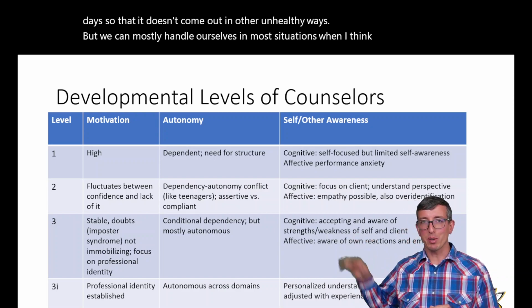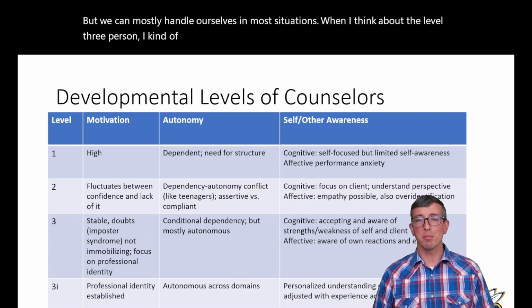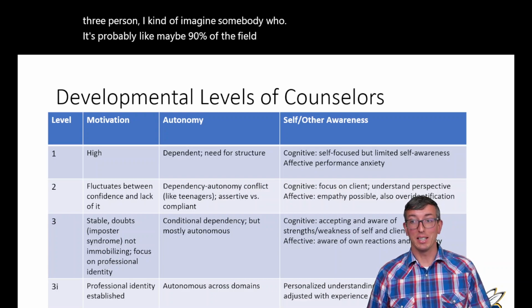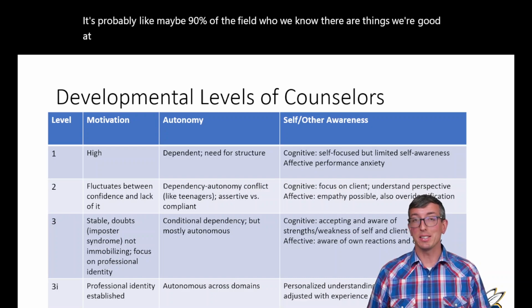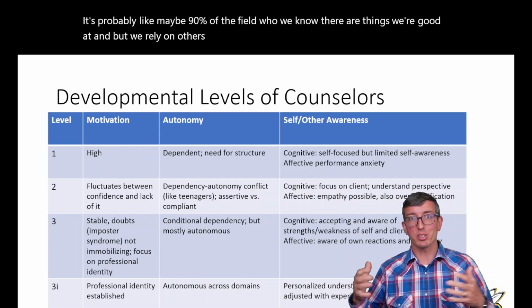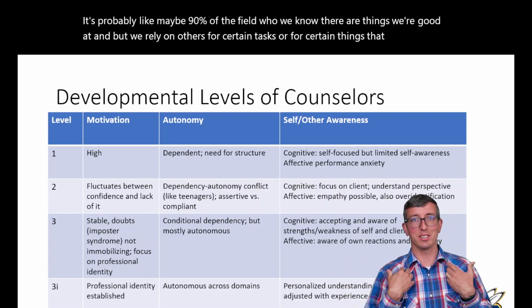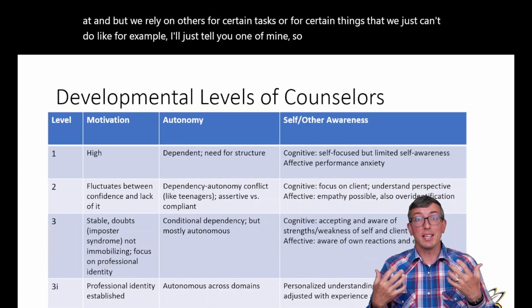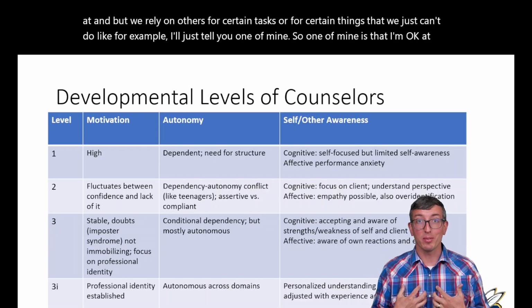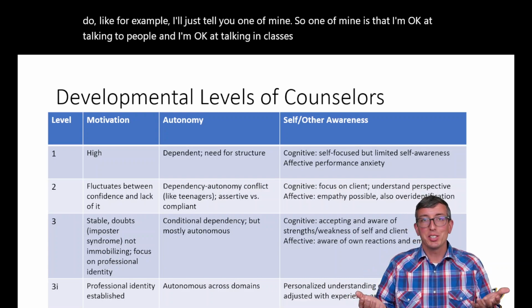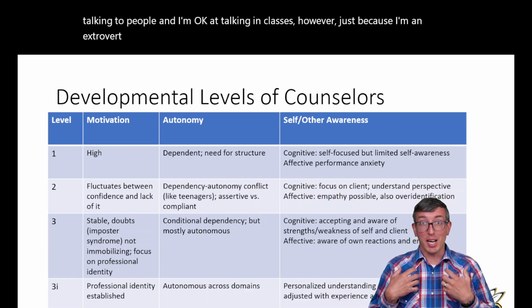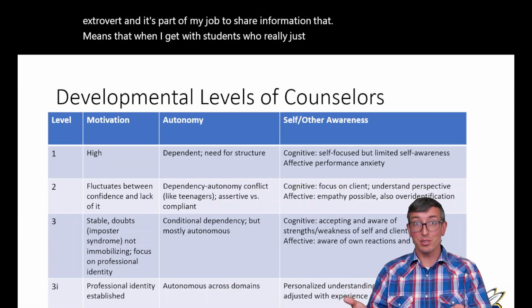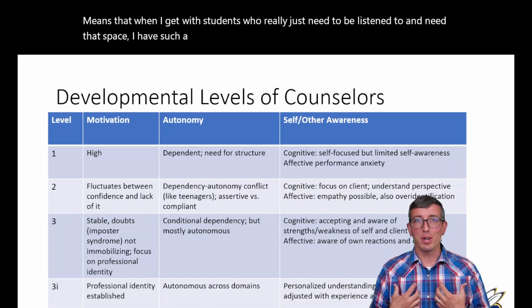When I think about the level 3 person, I kind of imagine somebody who is probably like maybe 90% of the field, who we know there are things we're good at, but we rely on others for certain tasks or for certain things that we just can't do. Like, for example, I'll just tell you one of mine. So one of mine is that I'm okay at talking to people and I'm okay at talking in classes. However, just because I'm an extrovert and it's part of my job to share information, that means that when I get with students who really just need to be listened to and need that space, I have such a tendency to want to jump in and be helpful.